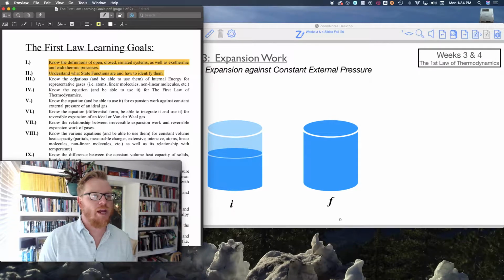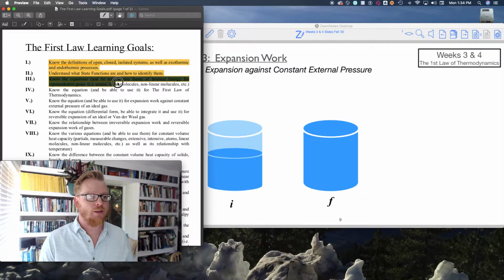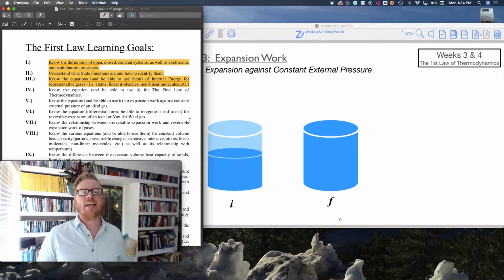Okay, know the equations and be able to use them of internal energy of representative gases. So that includes 3/2 RT for atoms, 5/2 RT for linear molecules, 3 RT for nonlinear molecules. Okay, and I didn't do any examples of being able to use those equations, but be able to plug and chug and do the appropriate unit analysis and so on.